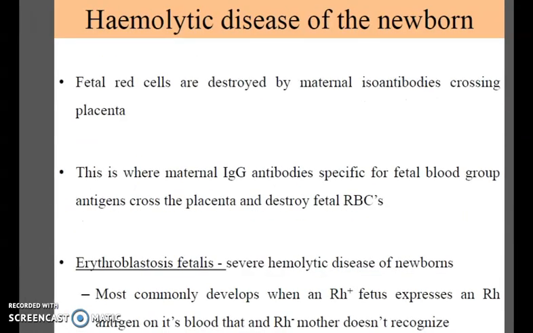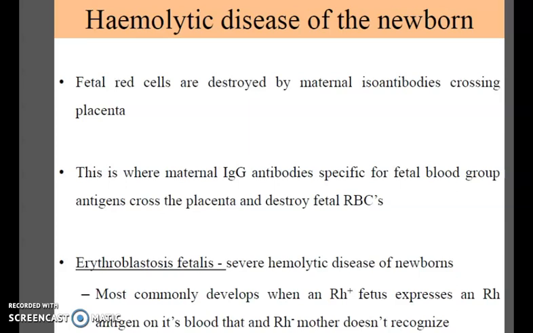Hemolytic disease of the newborn. Let's see what's happening in that. Fetal red blood cells are destroyed by maternal isoantibodies crossing the placenta. This is where maternal IgG antibodies specific for fetal blood group antigens cross the placenta and destroy fetal RBCs.